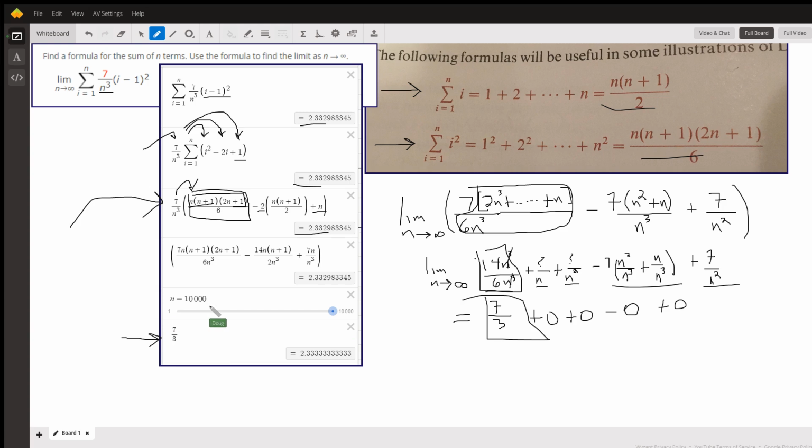Here I've let n approach equal 10,000. We're getting very close to 2.333.